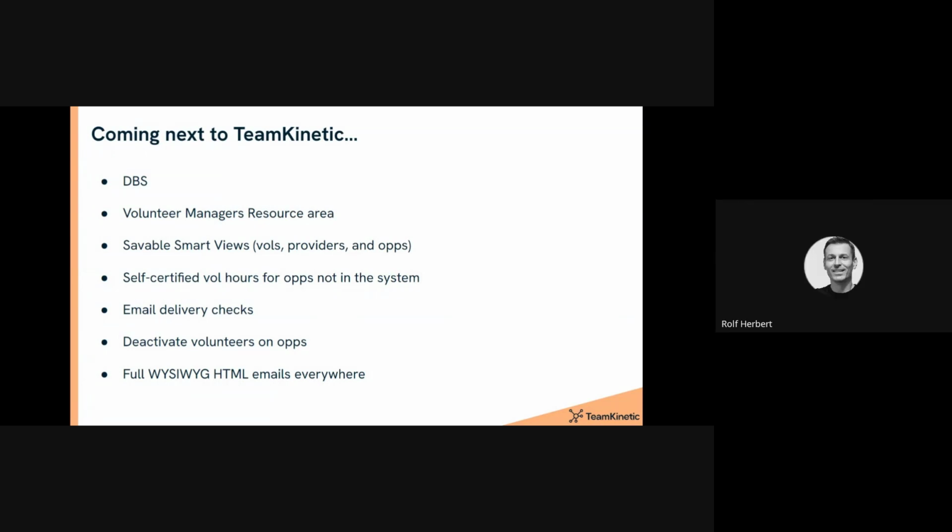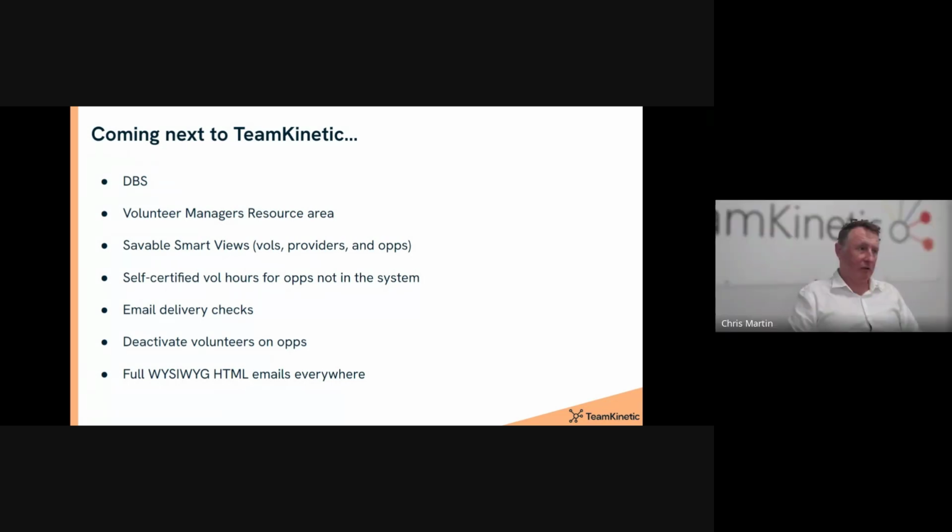I've just started doing the key things, the major things you see here, about halfway through those. So I think we're looking at this quarter. Great stuff. Okay. So the big things that are coming in the next update that we want to tell you about is the DBS integration. So if you are an organization that has opportunities that require DBS and you want your volunteers to be DBS checked, then in this next update, you will be able to switch on the ability to do DBS checks within TeamKinetic. The volunteer won't have to leave TeamKinetic to do those checks.